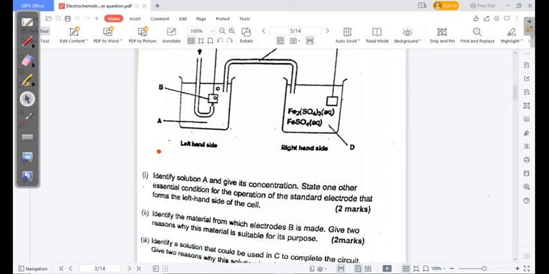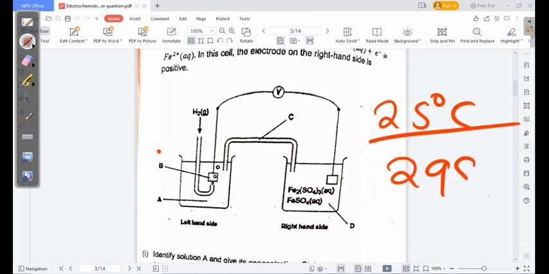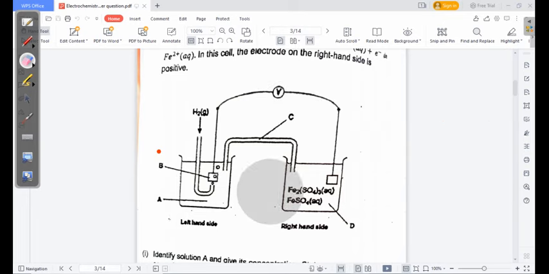Identify or state one other condition for the operation of a standard electrode that forms the left hand side. So the other necessary condition is that the hydrogen that is being used is supposed to be at 1 bar. I don't know the conversion factor, let's not talk about complicated units, we can work with what we know. The temperature is supposed to be at standards, 25 degrees Celsius, or you can use kelvins, 298 kelvins. I believe that is more friendly to most of us.